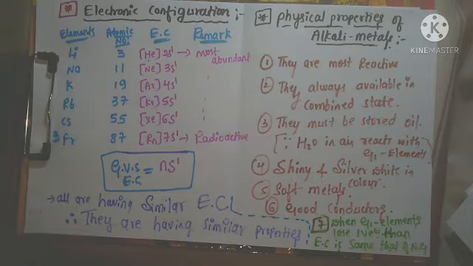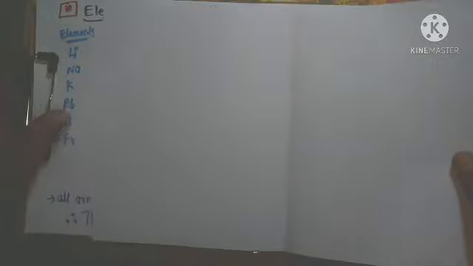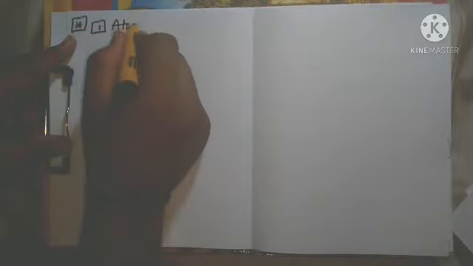Now here, just check. Here I will write. First, one by one, we will discuss. First we will discuss how the atomic radius varies along the group, one by one. General properties. In that one, particularly, first we will discuss the atomic radius.